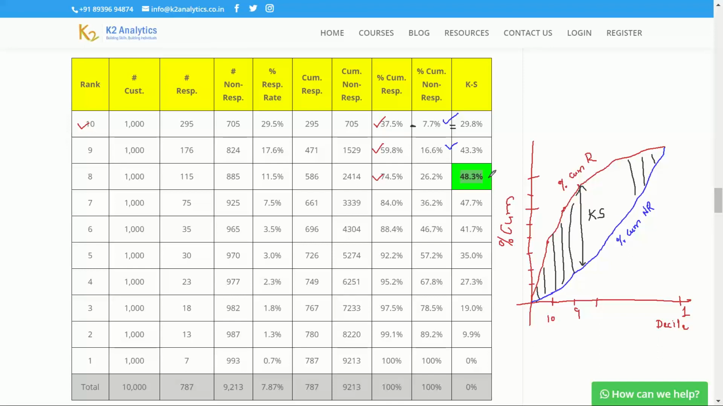In this entire table, we see the point of maximum separation value is 48.3, that is 0.483. So we will use the number 0.483 as the KS. I have expressed it in percentage, but typically it is given in decimals. It is a number ranging from 0 to 1. This is the explanation of KS statistics.